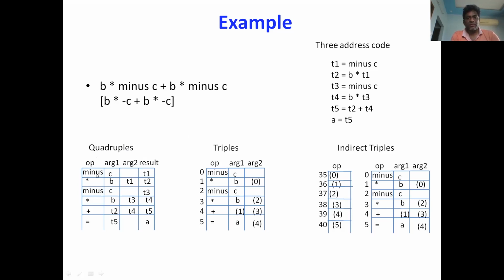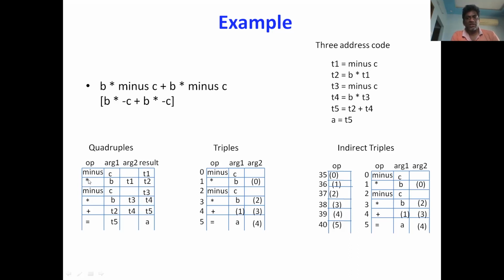So you will represent that operation, minus, over here, and the first argument is c. And argument 2 is empty because minus c is a unary operation. The result is stored into t1, so the temporary variable t1 is written over here. Okay, and the second expression is b into t1, and it is stored into t2.